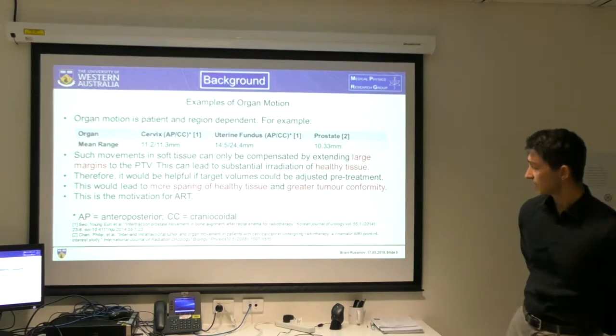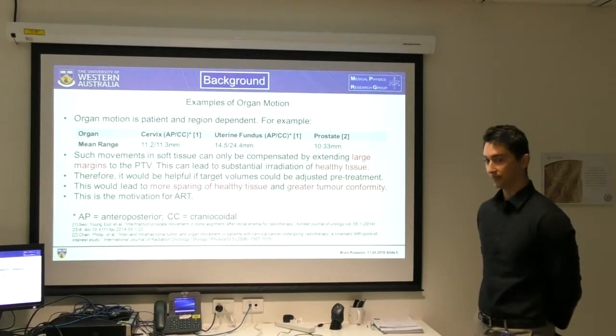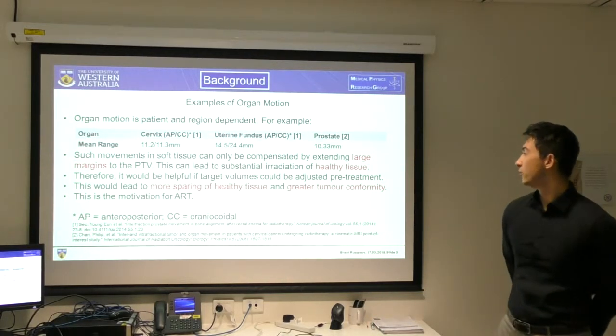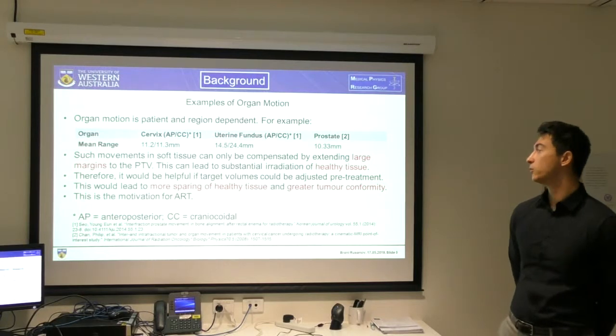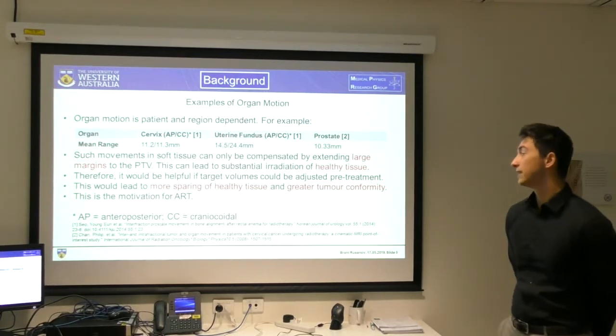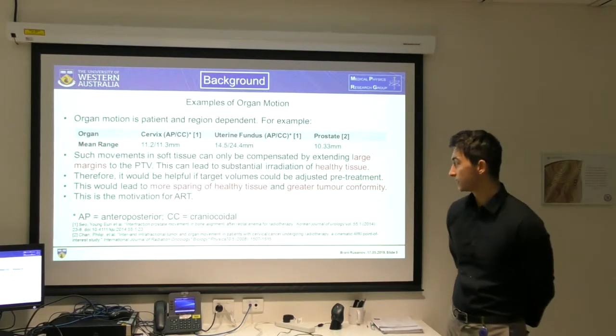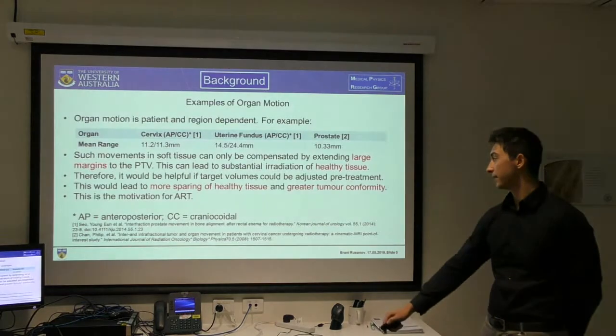And so, such movements in soft tissue can only be compensated by extending large margins to the PTV. This can lead to substantial irradiation of healthy tissue. Therefore, it will be helpful if target volumes could be adjusted pre-treatment. This would lead to more sparing of healthy tissue and greater tumor conformity. This is the motivation for adaptive radiotherapy.